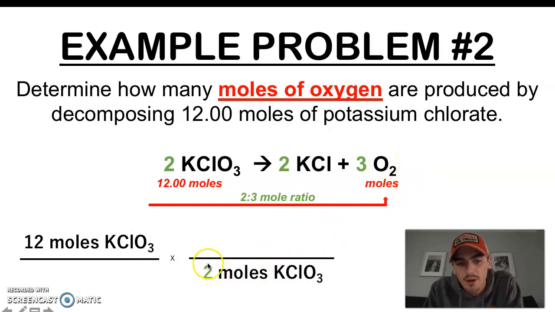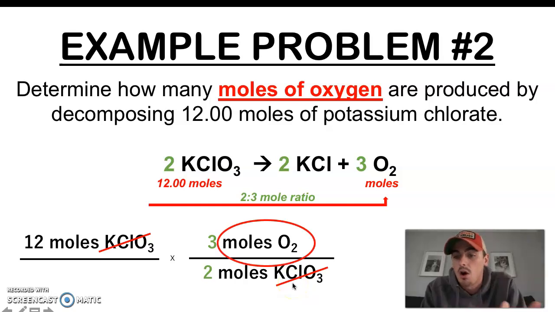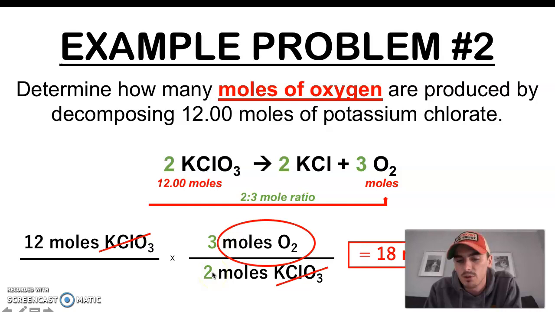So now I can go up, and this is where I look, and for every 2 moles of potassium chlorate that I have, I know I can produce 3 moles of oxygen. I can put these things on top and bottom because they're equivalent for this reaction. So now I remember that moles of potassium chlorate will cancel moles of potassium chlorate. All I have left now is moles of oxygen. The question asked me to solve for moles of oxygen. So now I'm done. So I take 12 times 3, I divide it by 2, and that gives me 18 moles of oxygen, which is what the question asked me to get to.